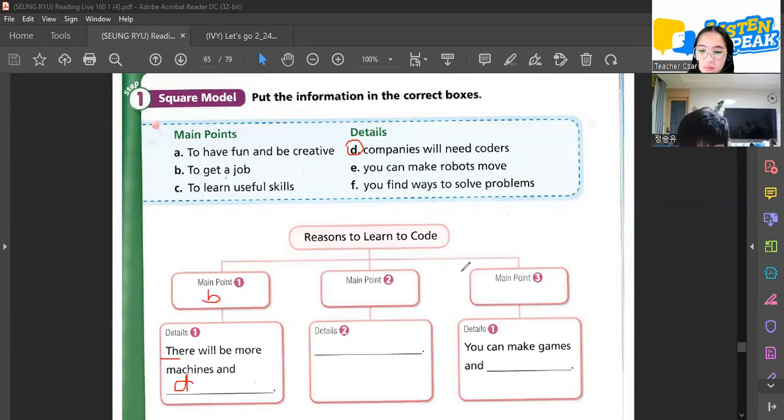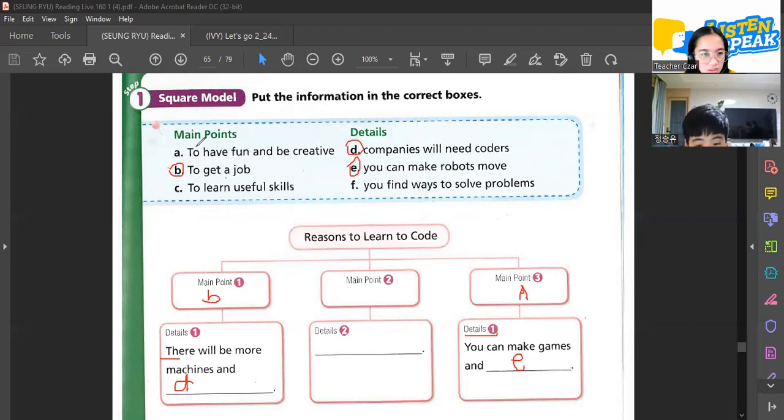So how about main point number three? Let's try to have the details first. You can make games and you can make robots move. Very good. That is letter E. So what is the main point of this one? To have fun and be creative. Very good. That is letter A.